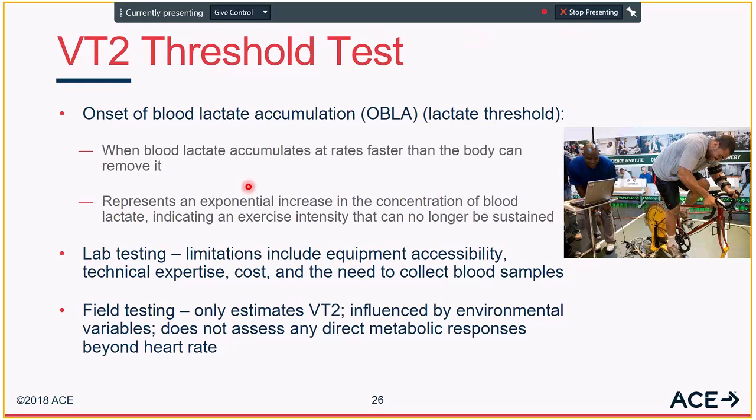There's also a VT2 threshold test that you'll probably never do unless you're in a laboratory setting. What you do is you have a cycle bike with really high resistance and you pedal as fast as you can for like 2 minutes, and it's very hard to do. So you're doing the hardest work you could do for 2 minutes at high resistance, and then they draw your blood and measure the amount of lactate in your blood. That's just another way that you can do that in the lab. Obviously you don't do that with your clients.